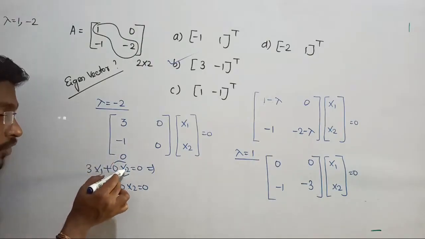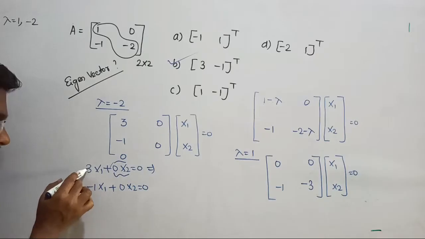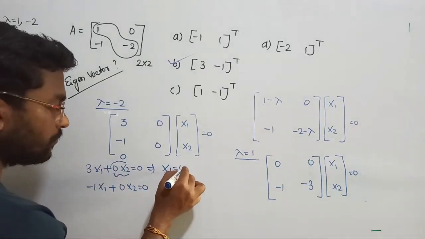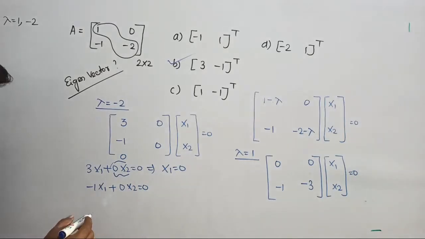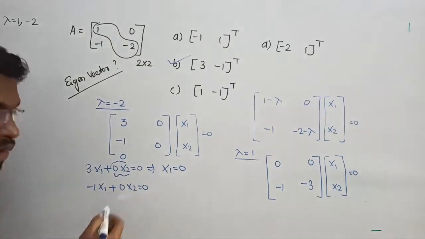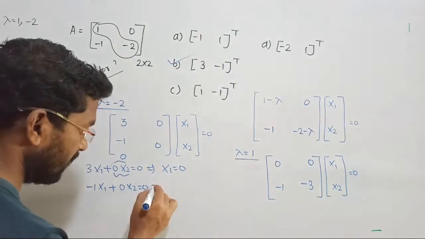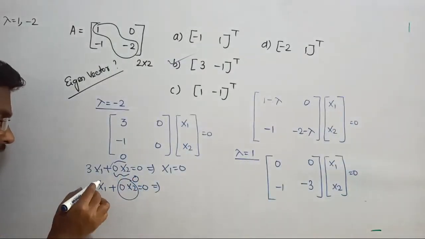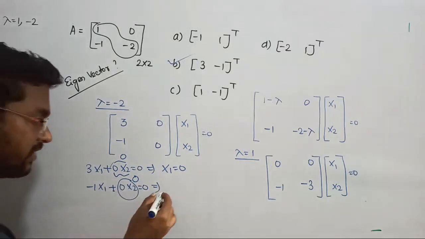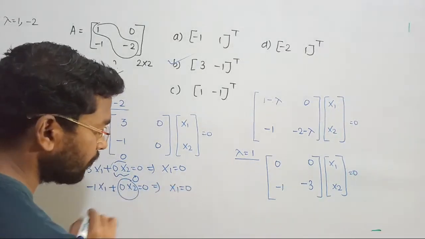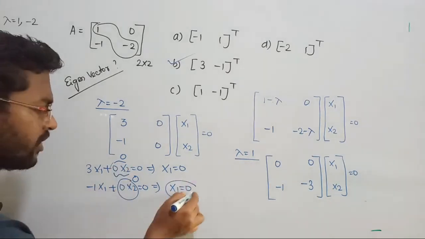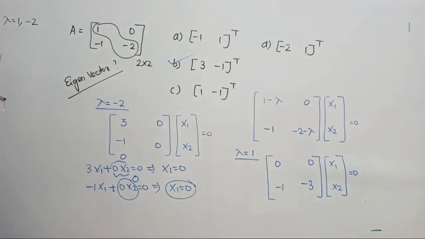Without knowing the value of x2, we can make this total value 0, such that 3 into x1 plus 0 equal to 0, or I can say x1 equal to 0. Similarly, the second one is minus x1 plus 0 into x2. 0 into x2, once again it will be 0 only. So minus 1 into x1 plus 0 equal to 0, or I can say directly x1 equal to 0 only. Now, guys, we have solved these two equations, but I got the answer for x1. Can anyone guess the value of x2?